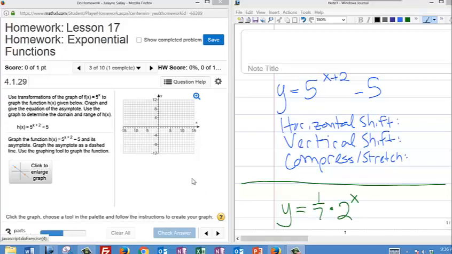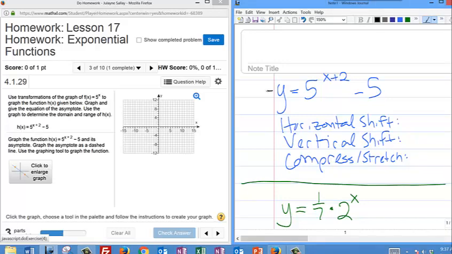Okay, so students sometimes have a hard time graphing using the MyMathLab Graphing tool for Lesson 17. So I'm going to go through and make sure that you know how to use that. On this problem, we're working on number 3. We have h of x is equal to 5 to the x plus 2, then minus 5. I really should have put h of x here instead of y.